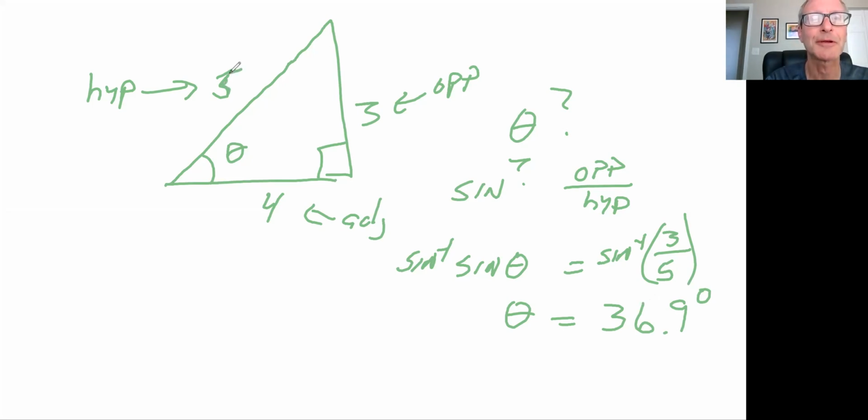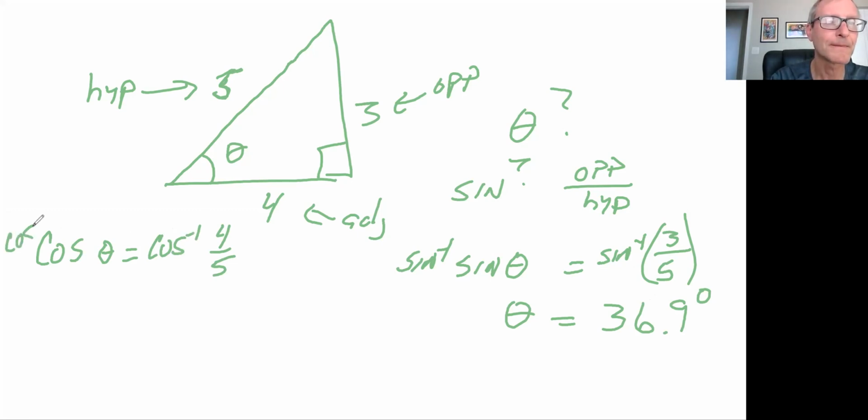You could use any trig function though, if you think about it, because we have all 3 sides. Say we wanted to use cosine. Cosine of theta would be adjacent over hypotenuse, so that would be 4 over 5. Then when you take the cosine inverse of both sides, these cancel. And when you punch that 4 over 5 into your calculator, you would also get 36.9 degrees.